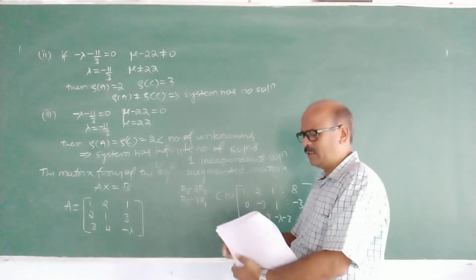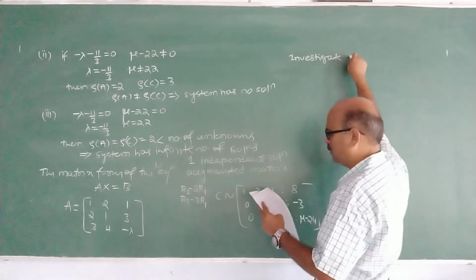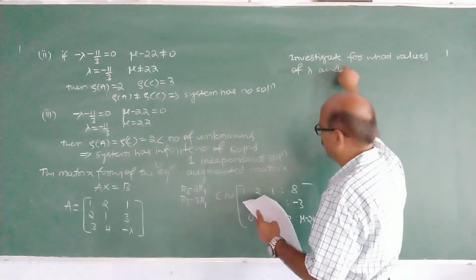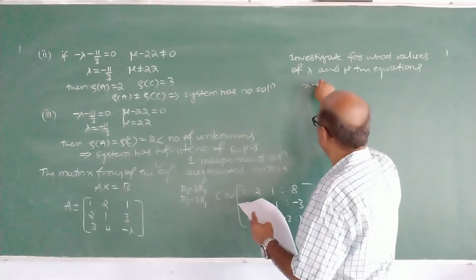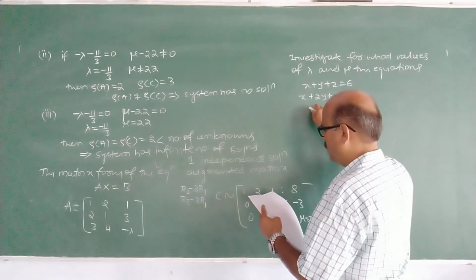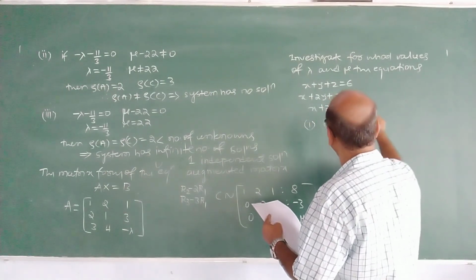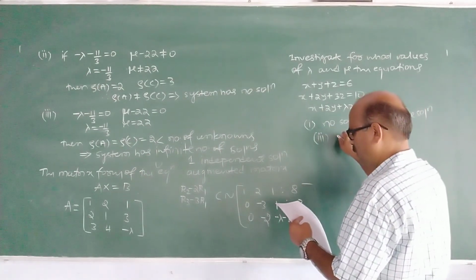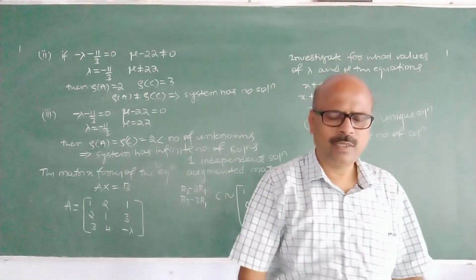I give some more problems as exercise. Next problem is: investigate for what values of lambda and mu the equations x plus y plus z is equal to 6, x plus 2y plus 3z is equal to 10, x plus 2y plus lambda z is equal to mu have no solution, second, unique solution, third one, infinite number of solutions. Exactly the same problem it is.